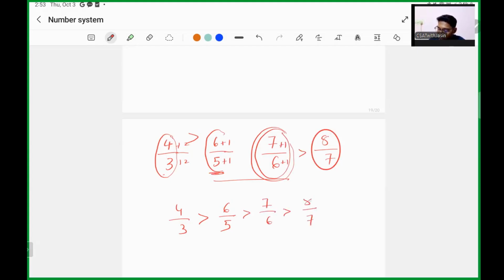Right. So an improper fraction will be decreasing. If it's a proper fraction, it will be increasing. So you understood the difference between improper and proper fraction and how this is changing, how you need to find out the largest and smallest.